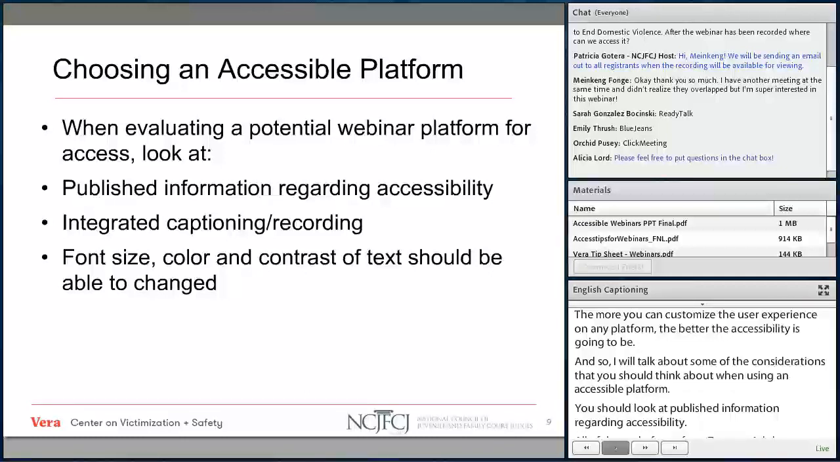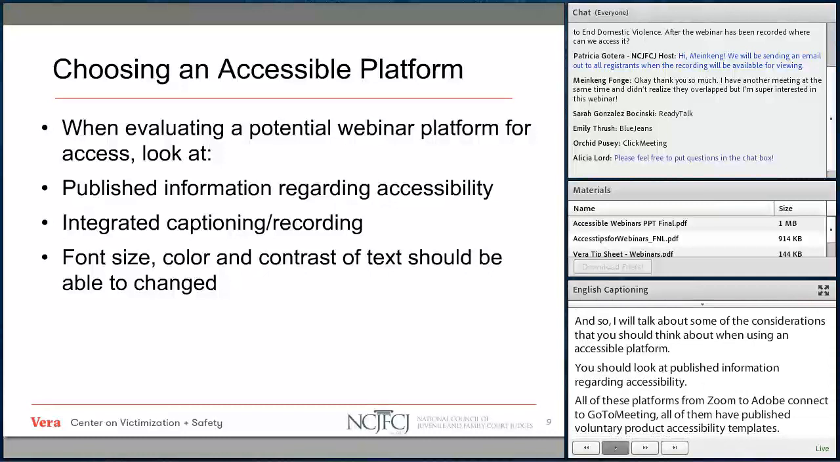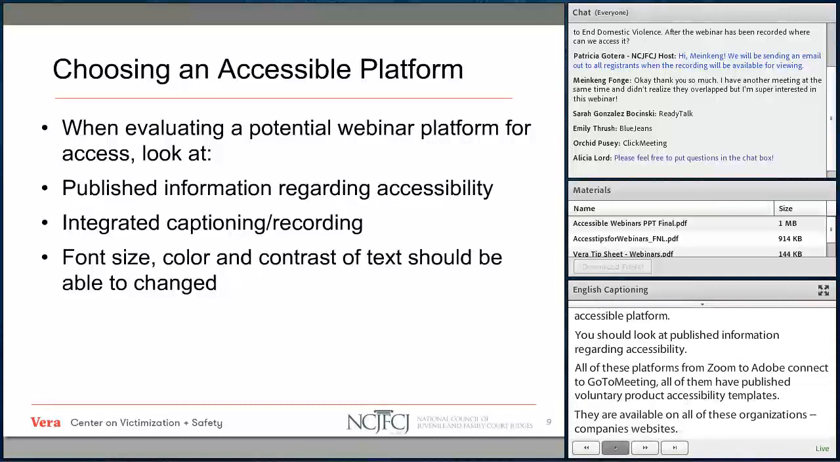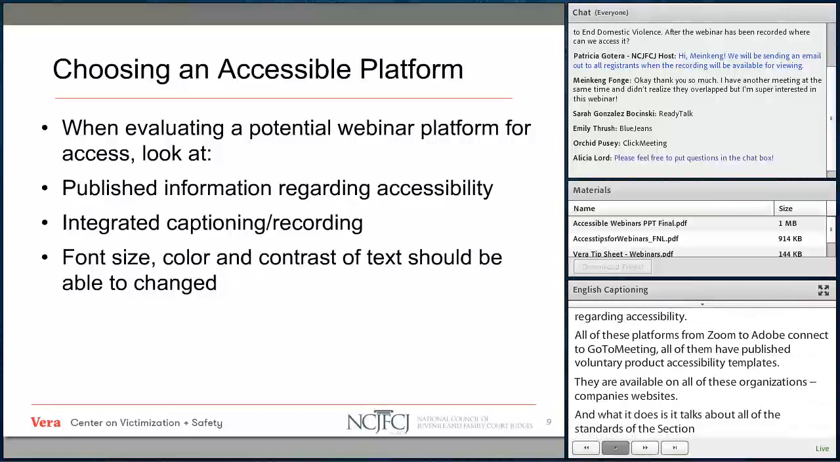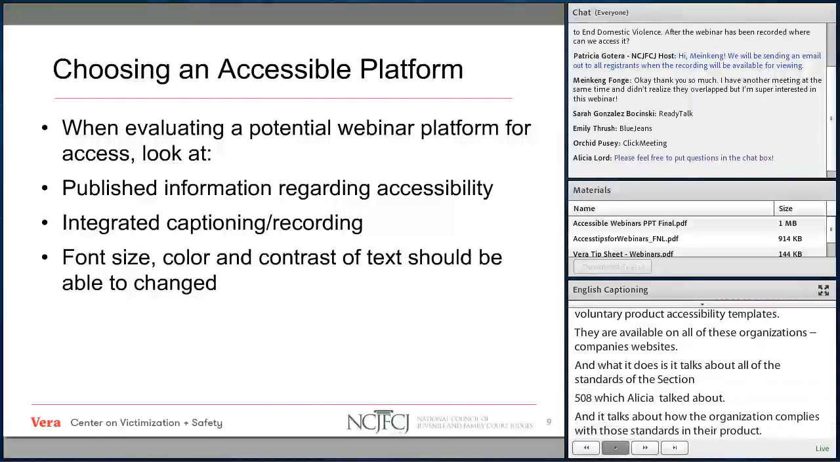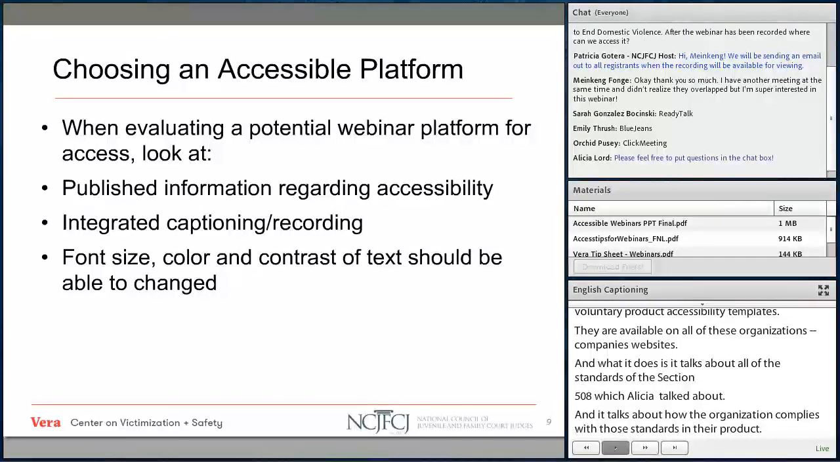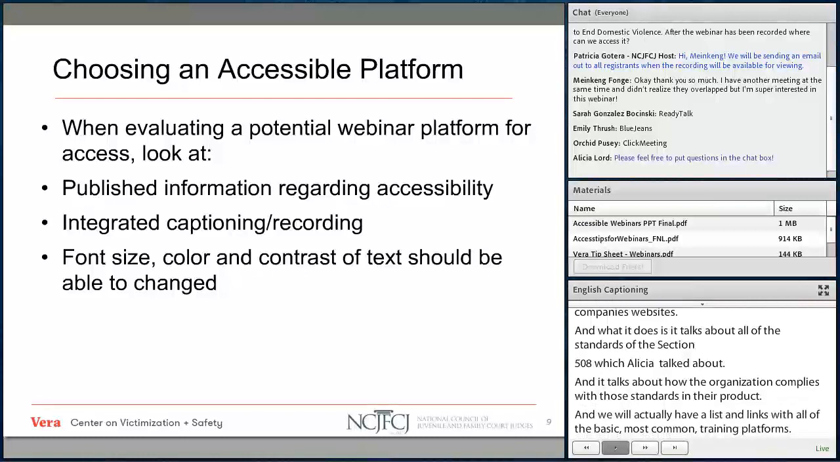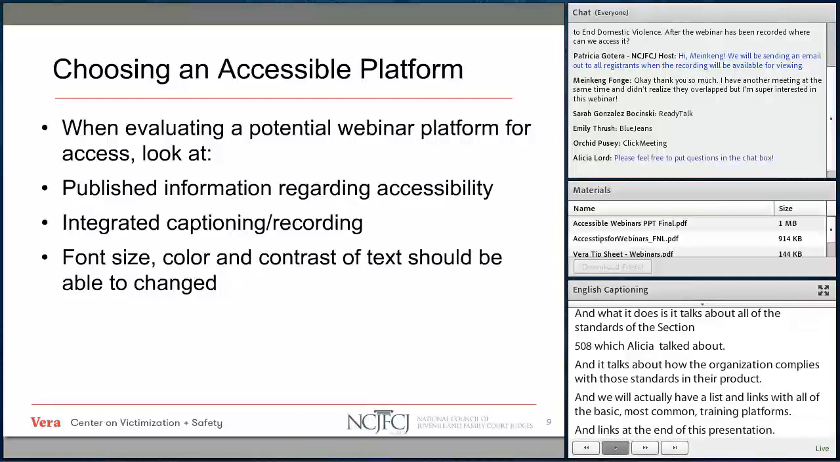A VPAT lists out all the standards of Section 508, which Alicia just talked about, and then describes how the organization complies with those standards in their products. We'll have a list with links to the most common online training platforms and their VPATs at the end of this presentation. It's a really good way to get a quick reference on what features are available on which platforms.